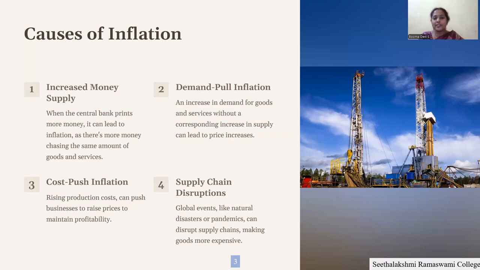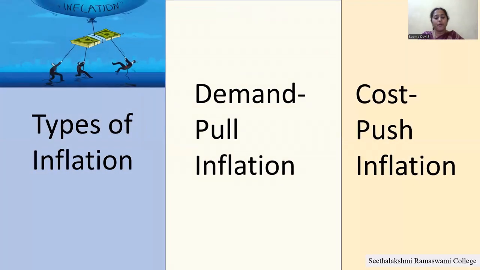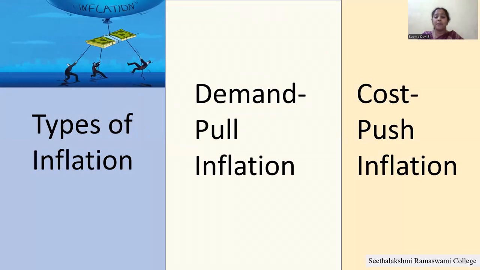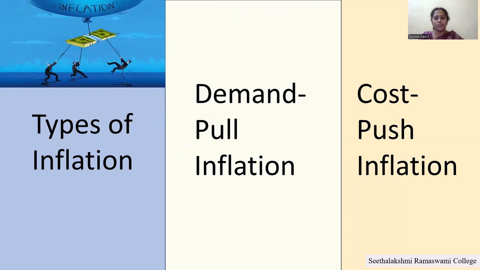Next, we have cost push inflation. Rising production costs such as increased energy prices can push businesses to raise prices to maintain profitability. Next, we have supply chain disruptions. Global events like natural disasters or pandemics can disrupt supply chains, making goods more expensive. Next, we are moving to different types of inflation. We have demand pull inflation and cost push inflation.